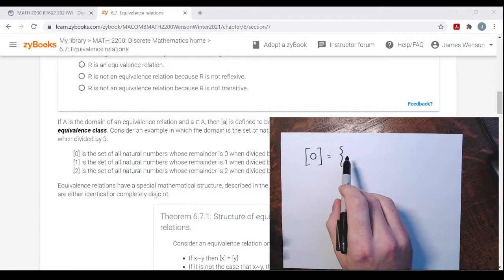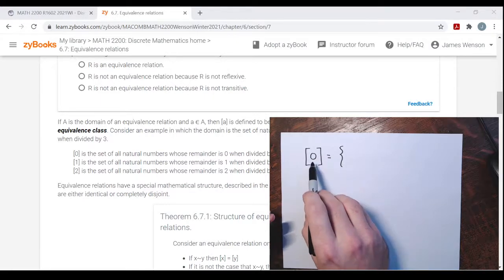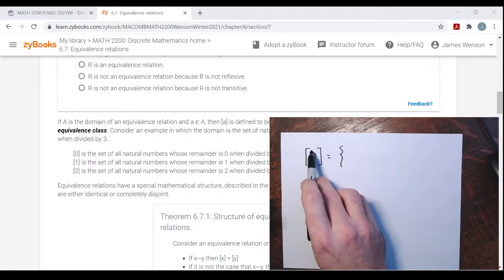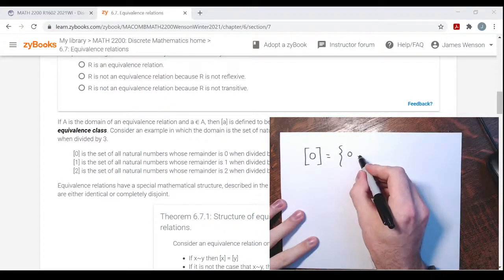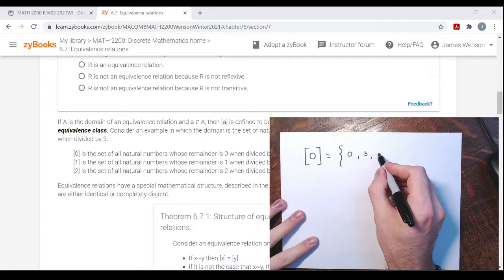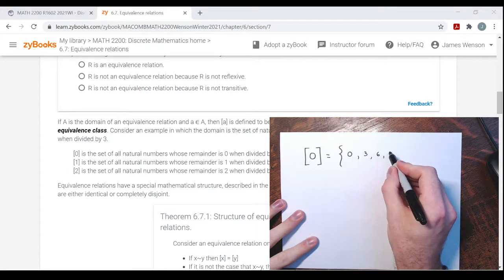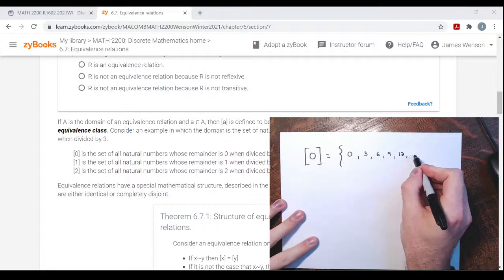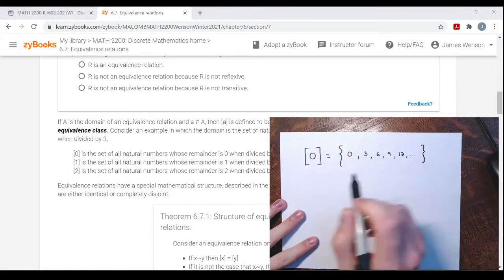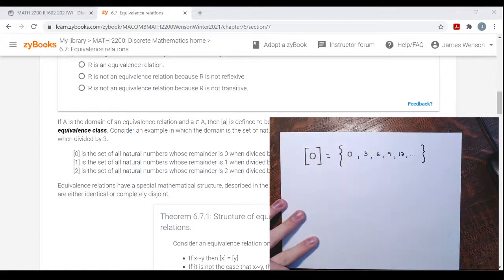So that would just be the multiples of 3. In this equivalence class of 0, you'd have 0, 3, 6, 9, and so on. You'd have all the multiples of 3 in this set.